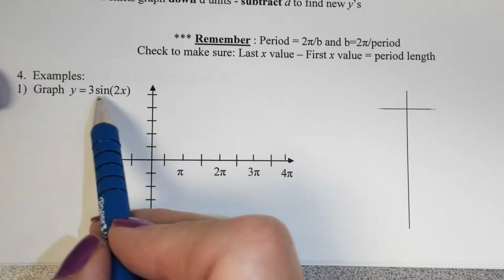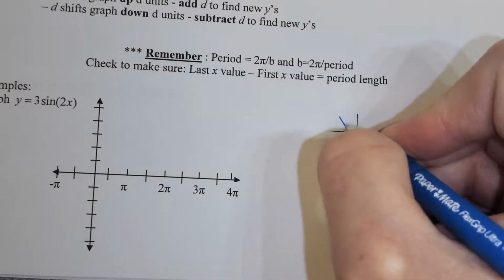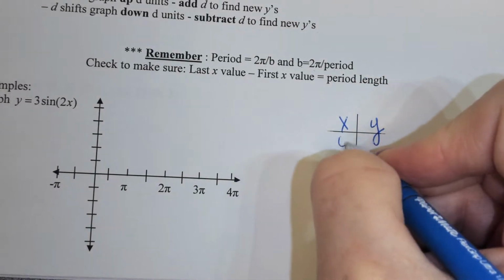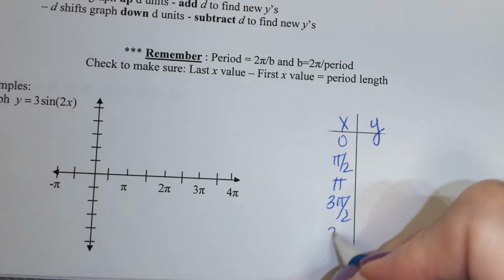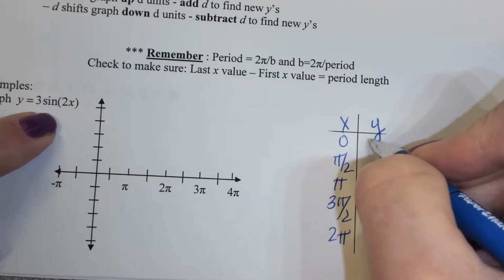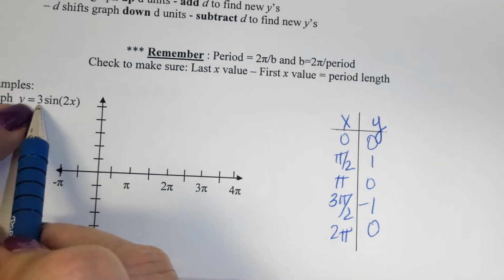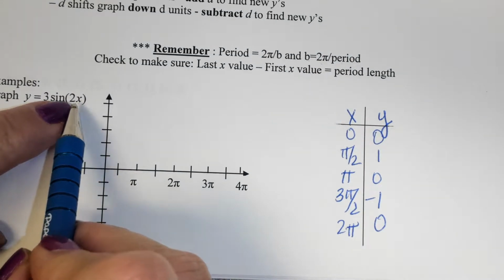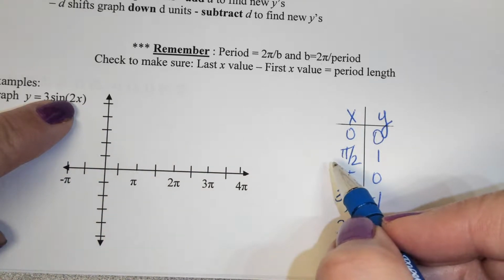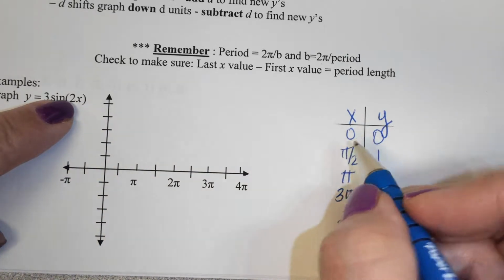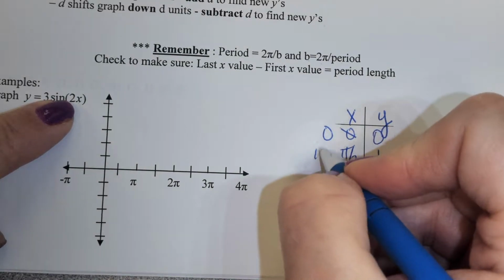Alright, so we're going to be graphing y equals 3 sine of 2x. Here's the way I think it works best. Make your xy chart. We go 0, pi over 2, pi, 3 pi over 2, and 2 pi. Our key points for sine are normally 0, 1, 0, negative 1, 0. But now we have this 2x. So x got replaced with 2x, which means we're going to have a horizontal shrink of 1/2. So all of these x's are now going to have to get multiplied by 1/2.